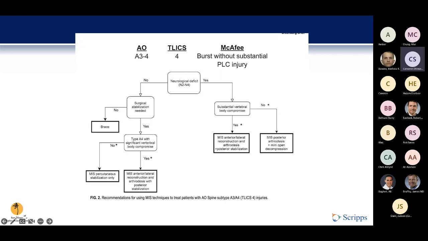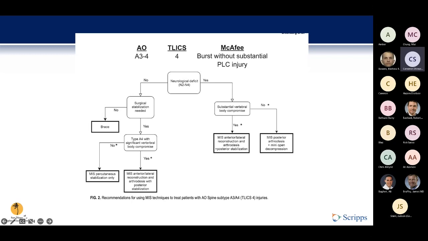So this is the AO 3/4. These are the ones where there's a question, the ones you're trying to figure out. So AO 3/4, TLICS 4, or in the McAfee classification, burst without substantial PLC injury. If you have any type of neurologic deficit, N2 to 4, then yes, you get this, and there's substantial vertebral body compromise. If no, you can do an MIS posterior arthrodesis with mini open decompression. If yes, if there's significant vertebral compromise, then they recommend either an anterior or lateral MIS approach for reconstruction, cage placement, and then arthrodesis and posterior stabilization.